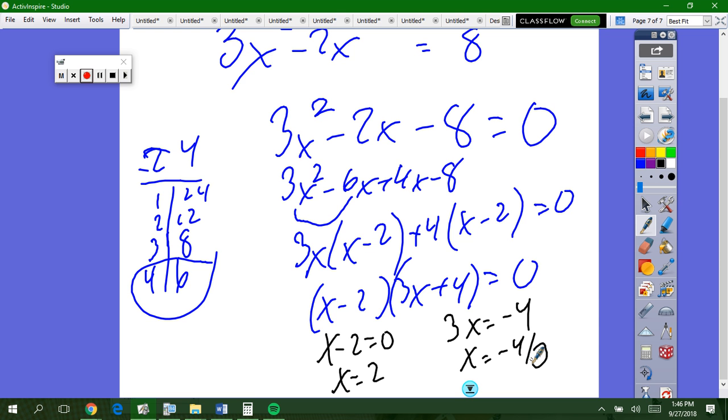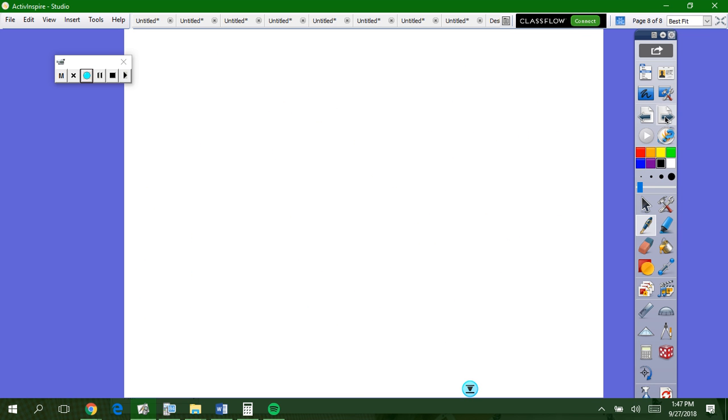There it is. There's the two answers: negative 4/3 and 2. Okay? Pretty simple, right? One more? You think one more, and then we'll do story problems? Or do you want to jump to story problems? Story problems. I'm going to do one more, not necessarily this easy. I'm going to do one just a little bit harder, just so you guys can see the harder one.